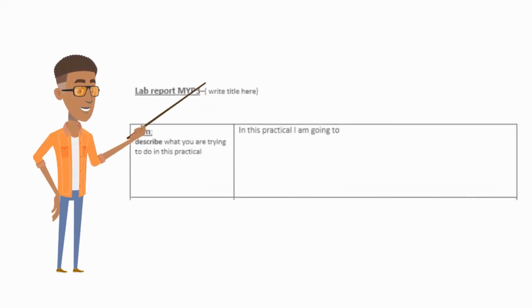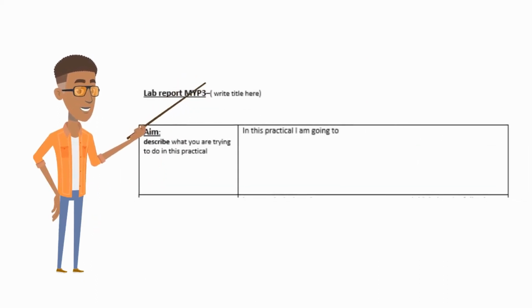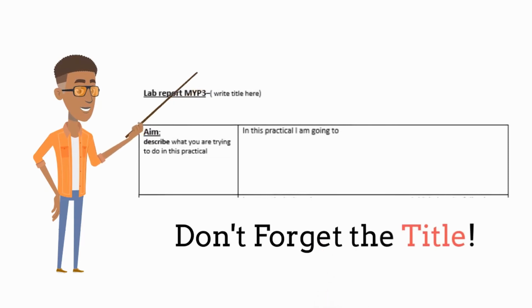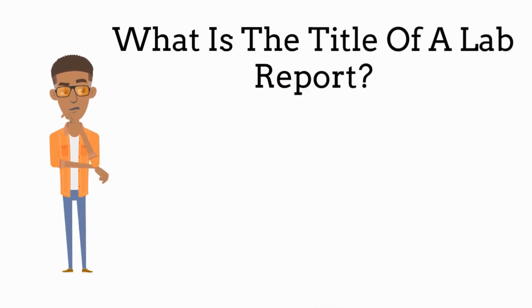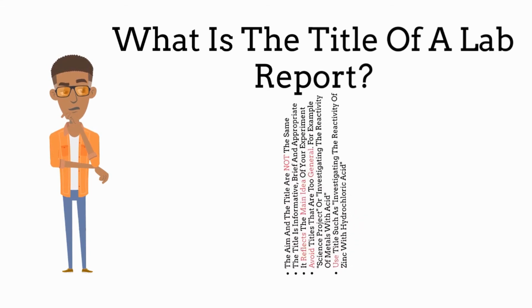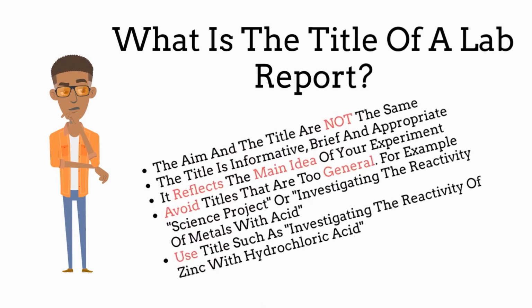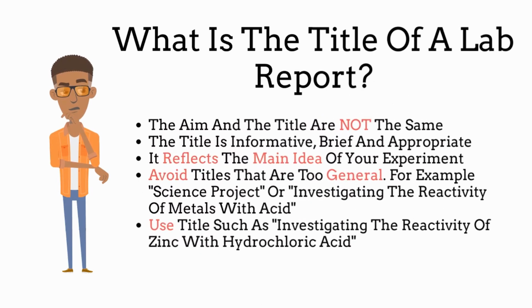Now, there is one part of the lab report stencil sheet that is often overlooked, and that is the title at the top. Note that the title and the aim are not the same. While the aim refers to a detailed explanation of the objective of the experiment you have carried out, the title is an informative, brief, and appropriate description of the experiment which you have carried out.